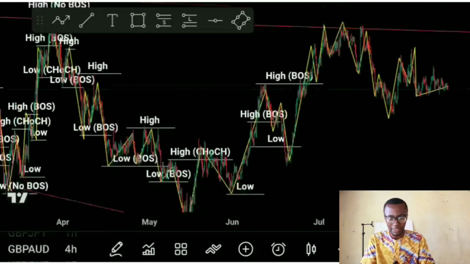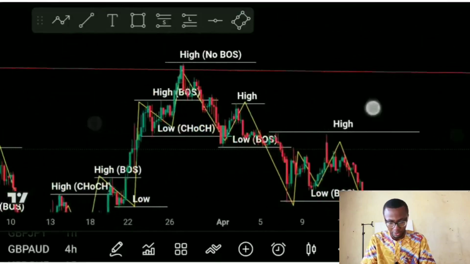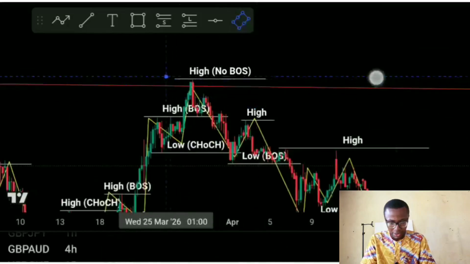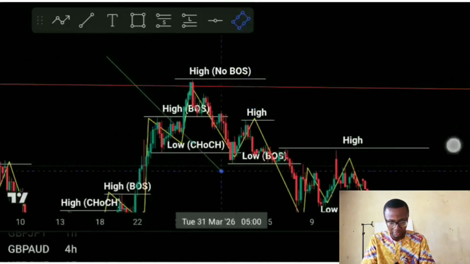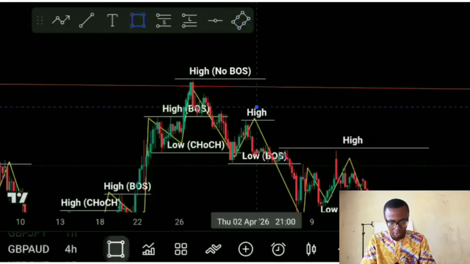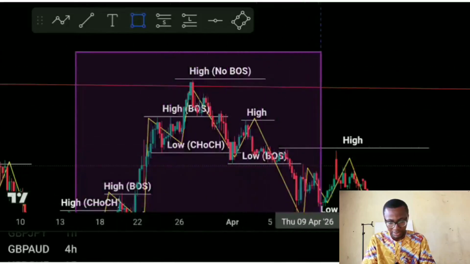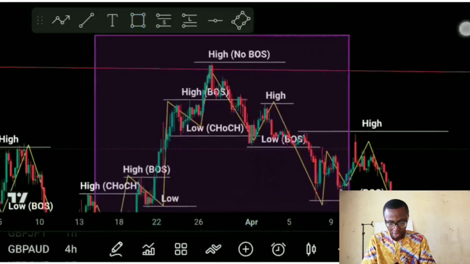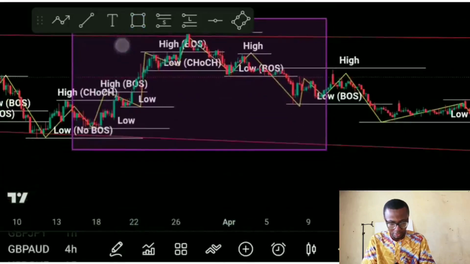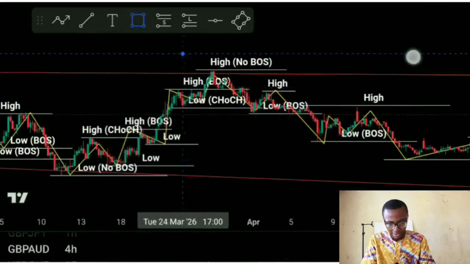Now, if you look at it, whenever a change of character wants to happen, it happens here in this resistance level, this red line level. Oh, I'm drawing something else. Look at change of character. I'm expecting change of character to happen in the resistance level. Are you seeing the resistance level? This is the resistance level, this yellow line here.